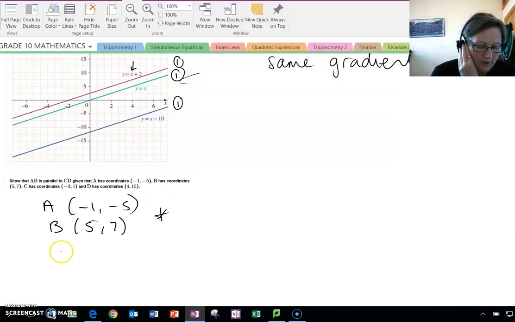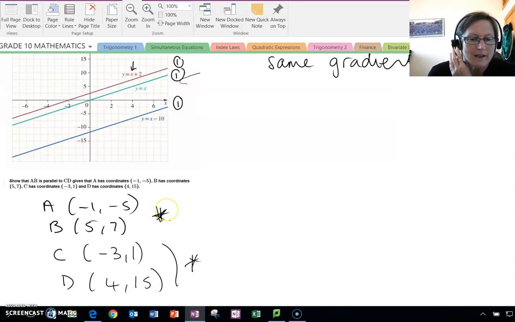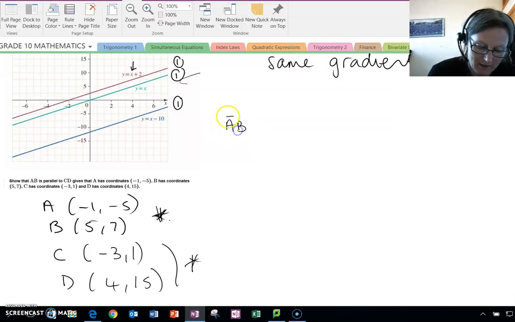It wants us to find the gradient of the line joining C, which is (-3, 1), and D, which is (4, 15). It wants us to find the gradient of the line joining C and D. And it wants us to show that AB is parallel to CD. So if they are parallel, they will have the same gradient. So let's work out the gradient of AB.